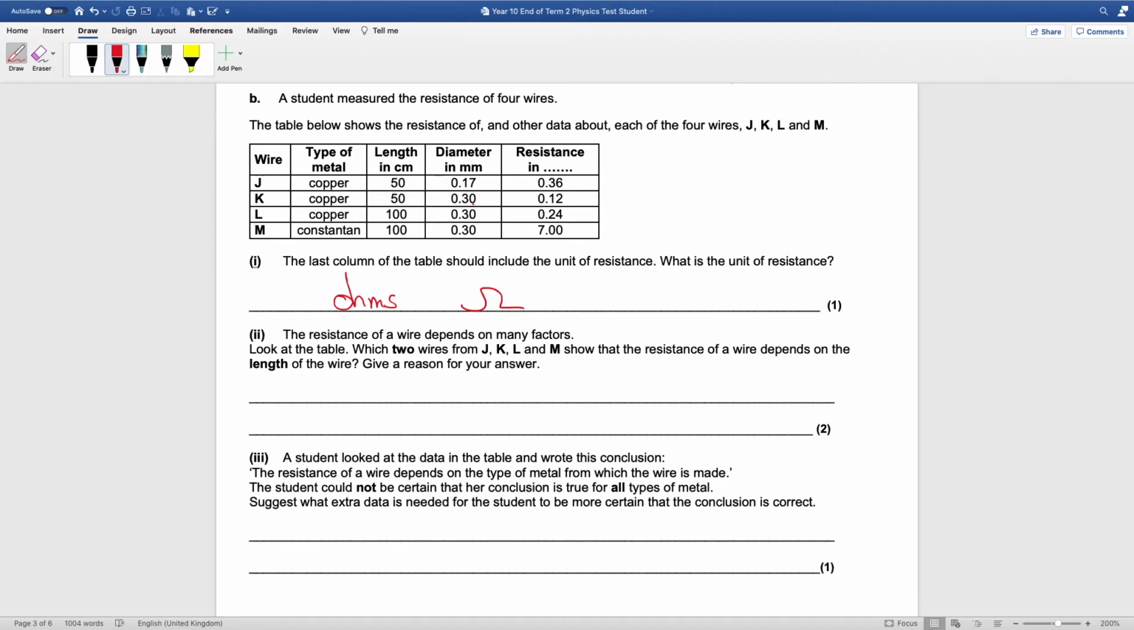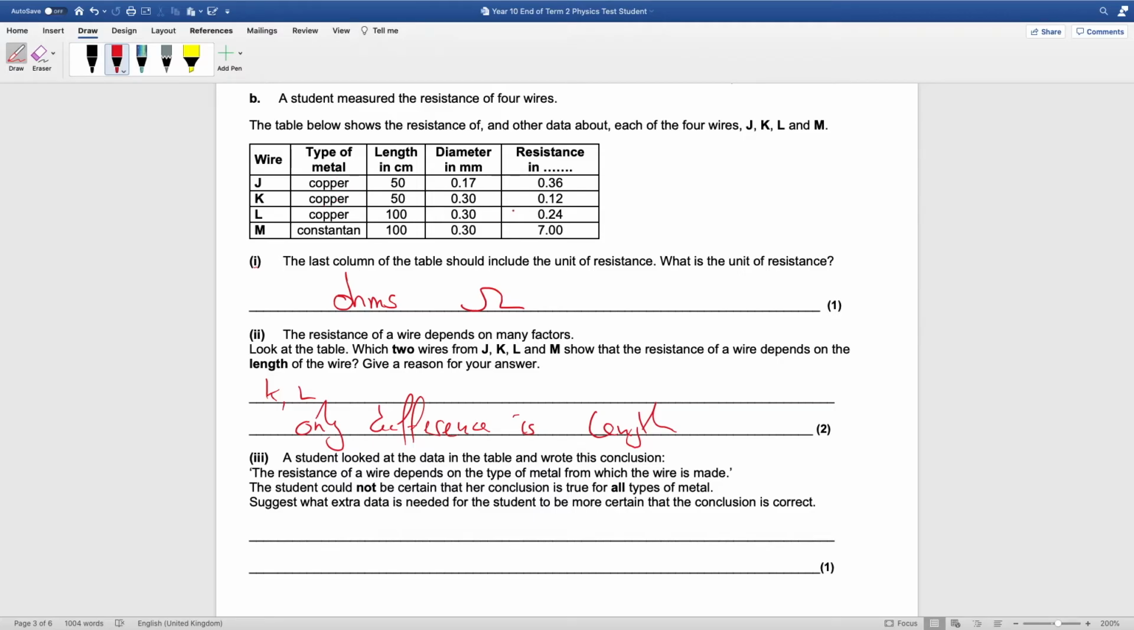Part 2 then, which two wires, J, K, L, M, show the resistance of a wire depends on the length. Well, the only thing that can be changing here then is the length. With J and K, it's the same material but different diameters, so that's no good. K and L are the same material and the same diameter, the only difference is the length. So K and L is the answer.